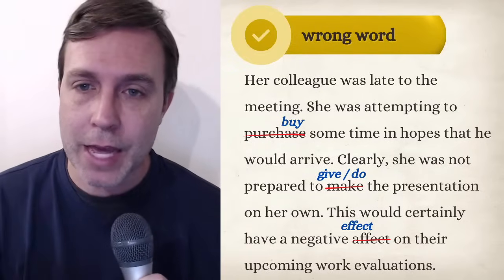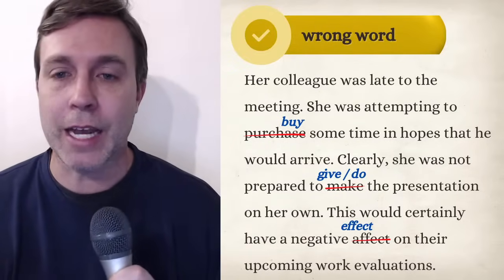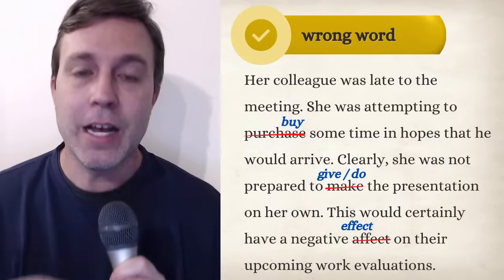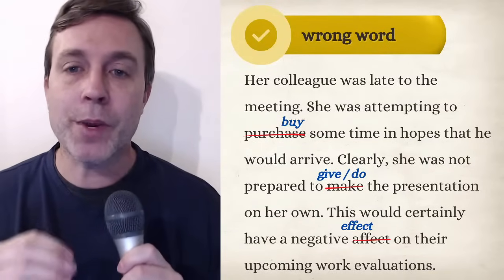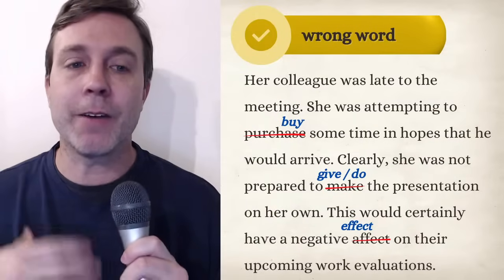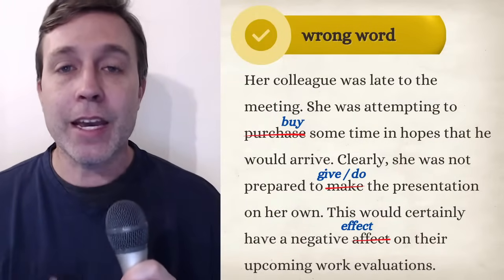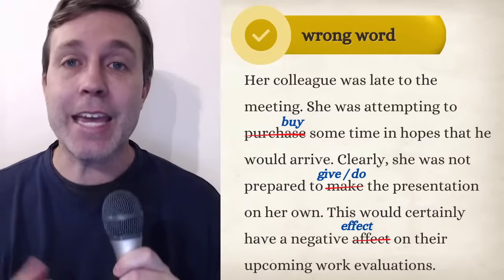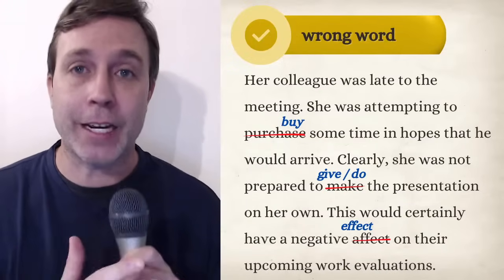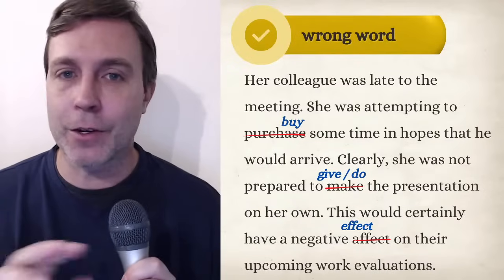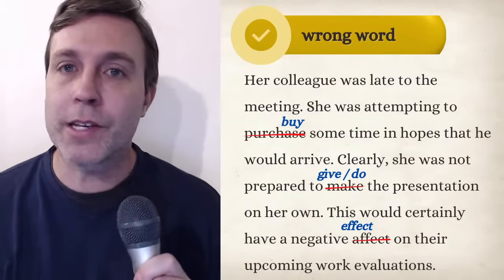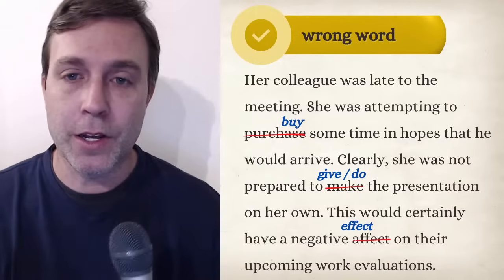And then at the end there, this would certainly have a negative effect. Effect with an E is a noun. So that is what we need there, a negative effect with an E. A negative effect with an A, this is a verb, to affect something. Starts with an A. So affect and effect, they're commonly confused words, different parts of speech.